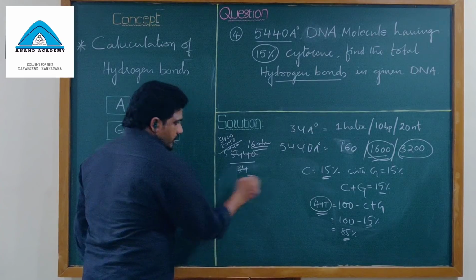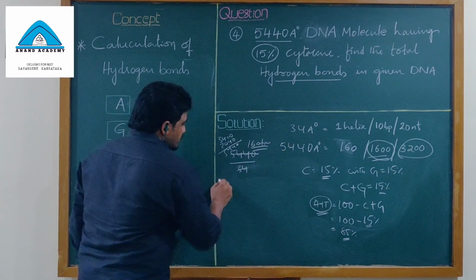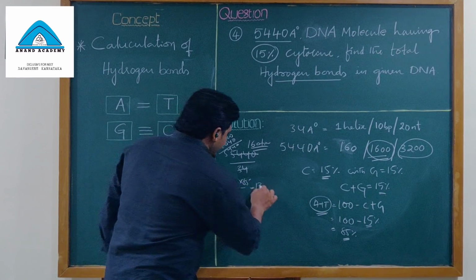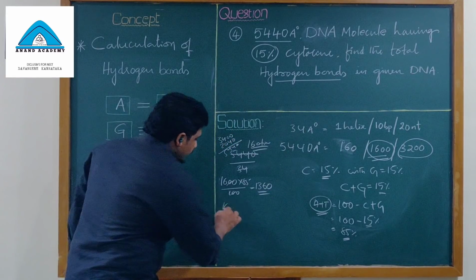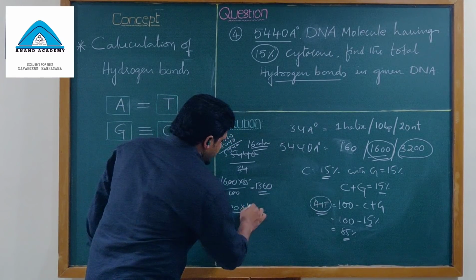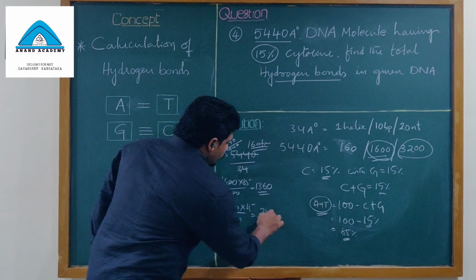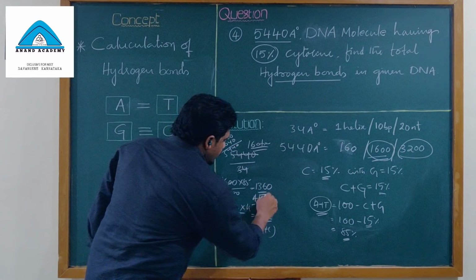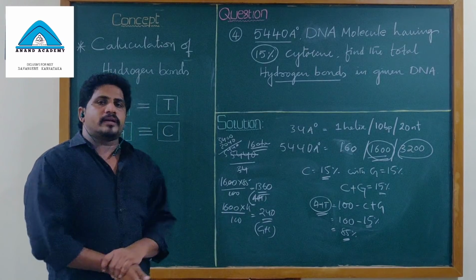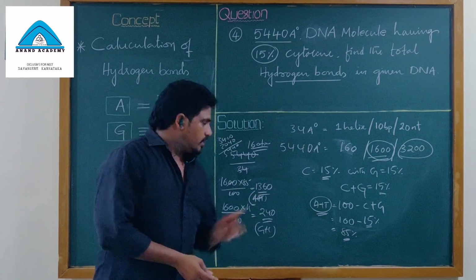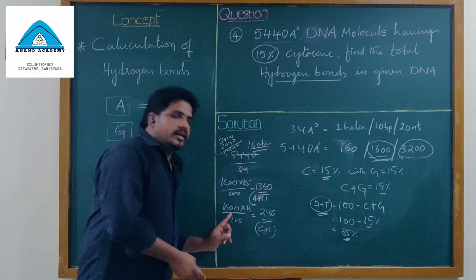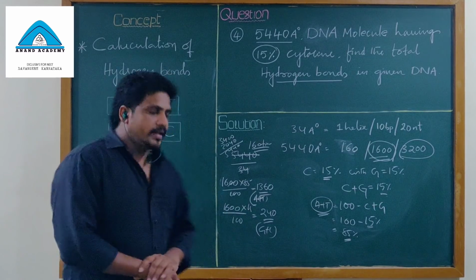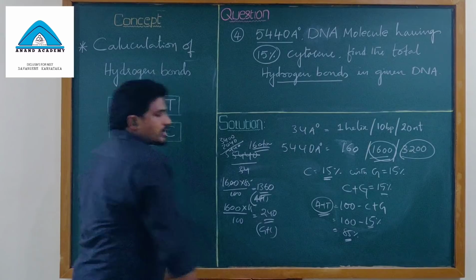So if you calculate the A plus T combinations in a total of 1600 base pairs, that is 1600 into 85 by 100, so that is 1360. Clear? Whereas 1600 into 15% by 100 is equal to 240. What is this 240? G plus C. What is this 1360? A plus T. So in 1600 base pair combinations, 1360 are A plus T combinations, and 240 are G plus C combinations. So 240 times G and C are combined together.